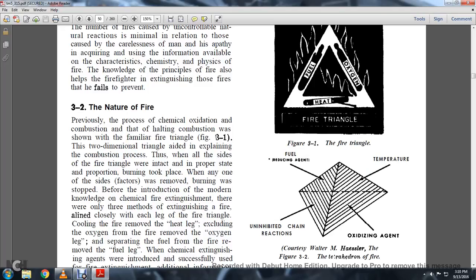The process of chemical oxidation, combustion, and halting of combustion was shown in the familiar triangle in Figure 3.1. The two-dimensional triangle is aided with an expansion explaining the combustion process. Thus, if all the sides of the fire triangle were intact in proper proportion, burning took place. When any one of the sides was removed, burning would stop.